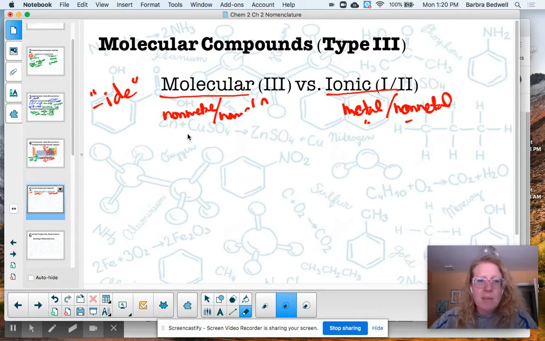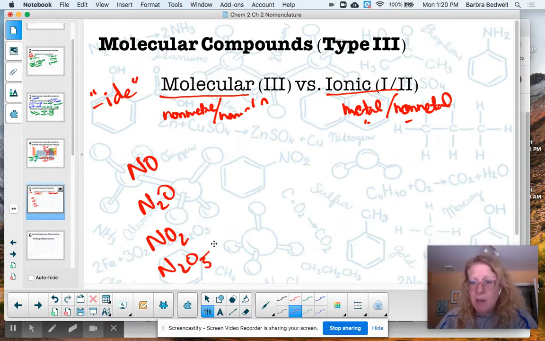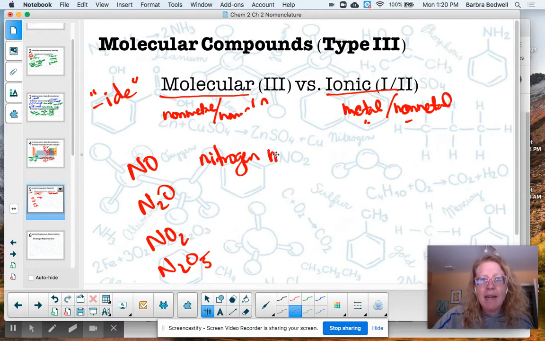All right, so let me give you some examples of what this would look like. We would have NO, N2O, NO2, and N2O5. Yes, these are all actual compounds that exist. Law of multiple proportions. Nitrogen and oxygen specifically is really bad. Okay, one nitrogen and one oxygen, and this will show us an important rule about using one of our prefixes. So this is called nitrogen monoxide, M-O-N-O-X-I-D-E.